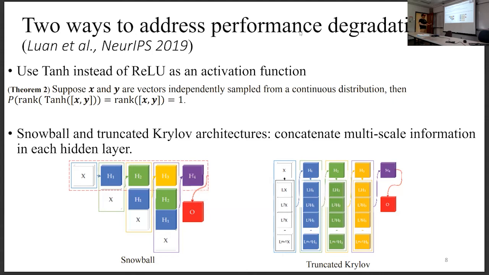Another way to make a deep graph network is to concatenate multi-scale information in each hidden layer. So we design two different architectures, the snowball one and the truncated Krylov one, to concatenate the multi-scale information in each layer. The snowball one just concatenates all the outputs of previous layers as the input of the next layer. And the truncated Krylov just concatenates all the multi-scale information in each layer.